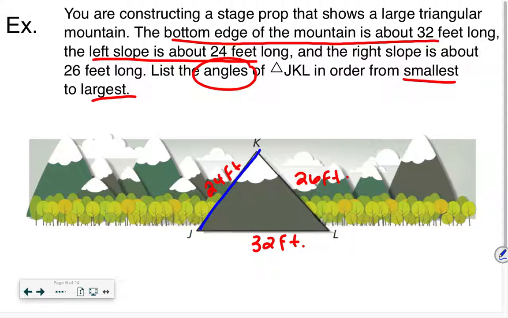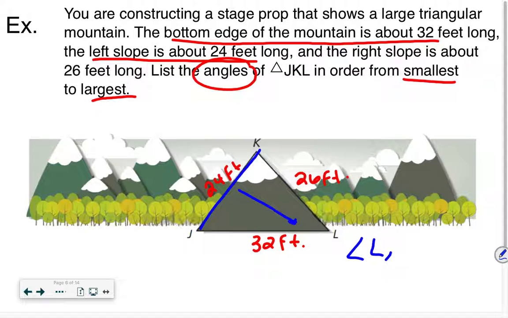Well, the smallest angle has to be across from KJ. So Ashton, which angle is across and opposite of KJ? L. Very good. So regardless of how big angle L is, it has to be the smallest angle in this picture. It has to be. Okay, then we go to the next side.